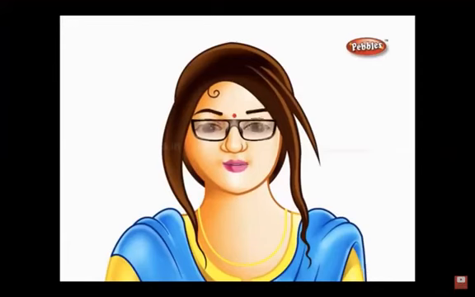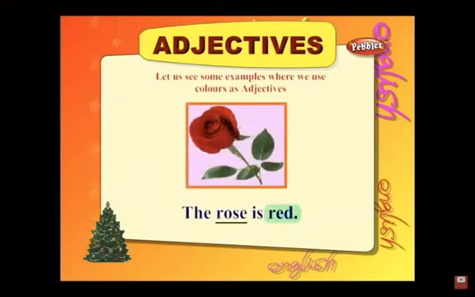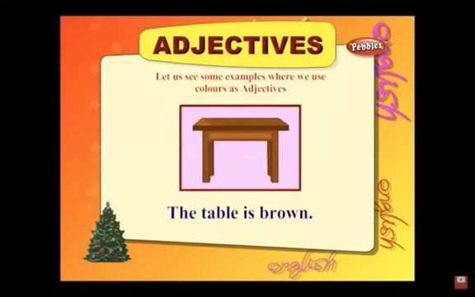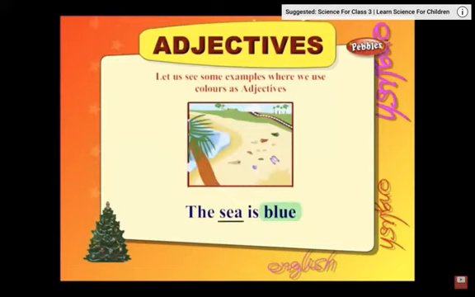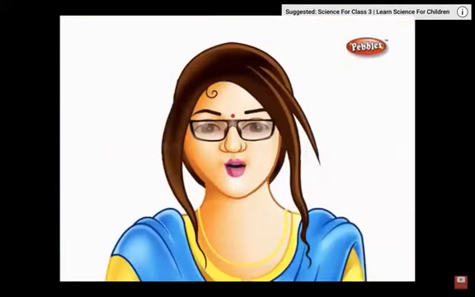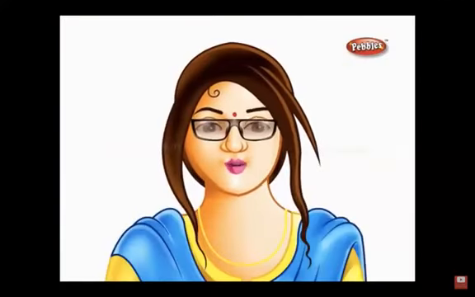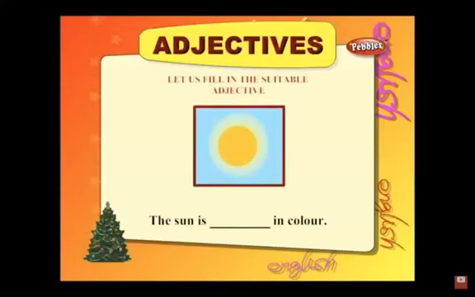Let us see some examples where colors are adjectives. The grass is green. The rose is red. The table is brown. The sea is blue. The sunflower is yellow. Now let us try and fill in the suitable adjectives in the blanks. The sun is dash in color. The apt adjective would be yellow. The sun is yellow in color.